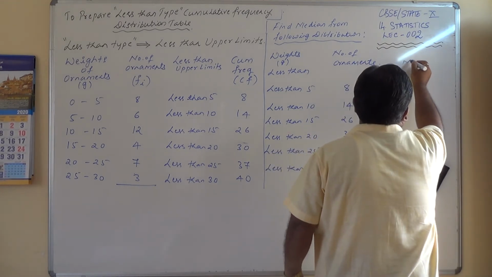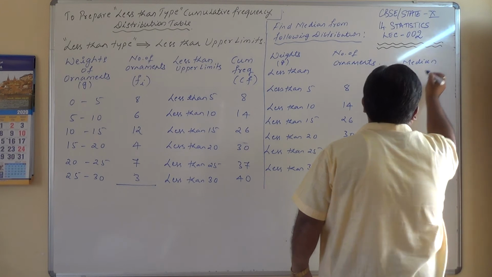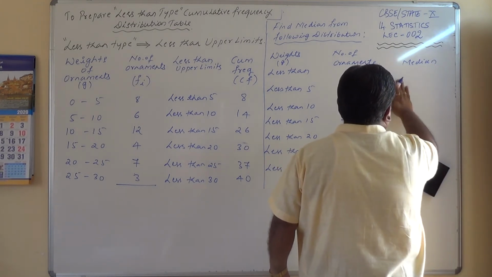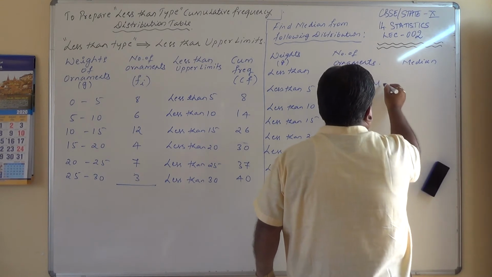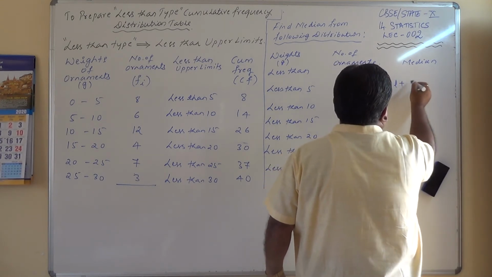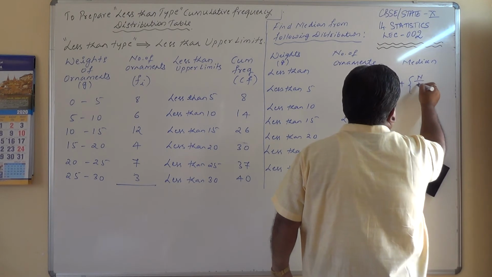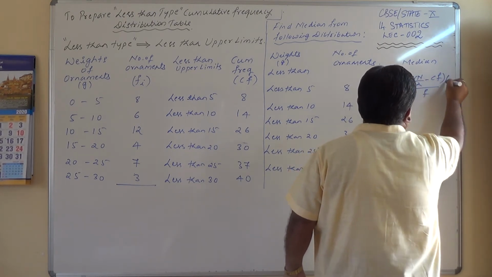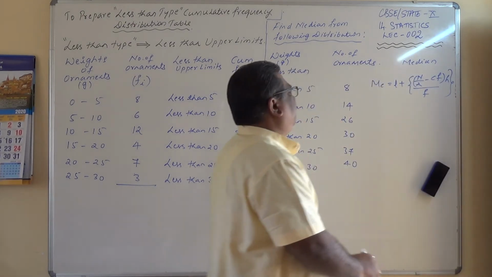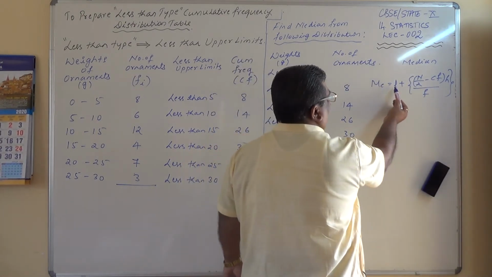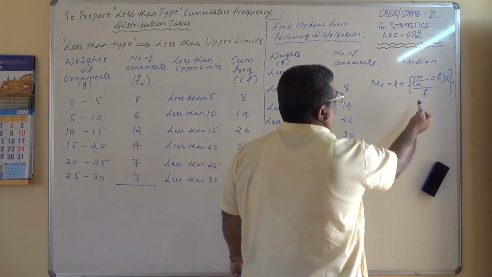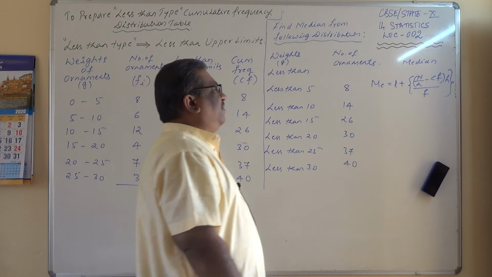Without that you cannot find out the median. The formula of the median I'll write: Median equals L plus, in brackets, N by 2 minus CF, the whole divided by F, this into h. This is the formula. Here L is the lower limit of the median class interval, whereas F is the frequency of the median class interval.